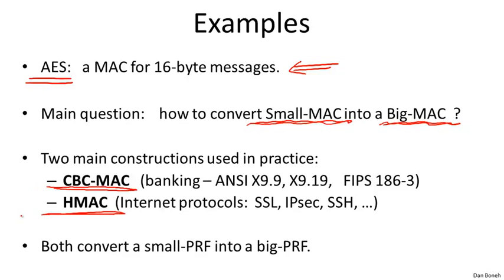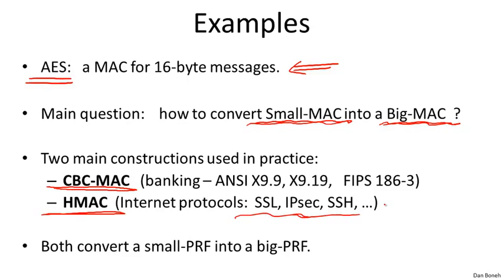And the second one we'll see is HMAC, which does the same thing, again takes a PRF for small inputs and generates a PRF for very large inputs. Now the two are used in very different contexts. CBC MAC is actually very commonly used in the banking industry. For example, there's a system called the Automatic Clearinghouse, ACH, which banks use to clear checks with one another. And in that system, CBC MAC is used to ensure integrity of the checks as they're transferred from bank to bank. On the internet, protocols like SSL and IPsec and SSH, those all use HMAC for integrity.